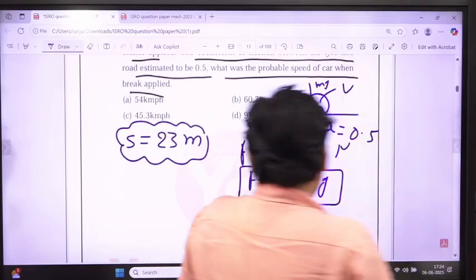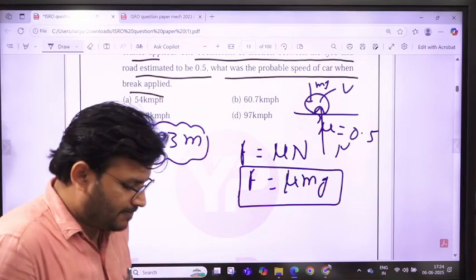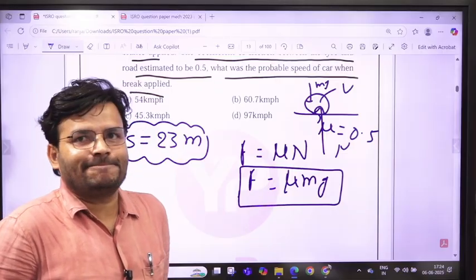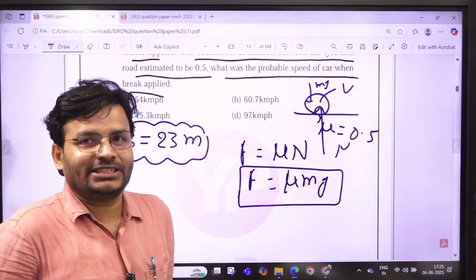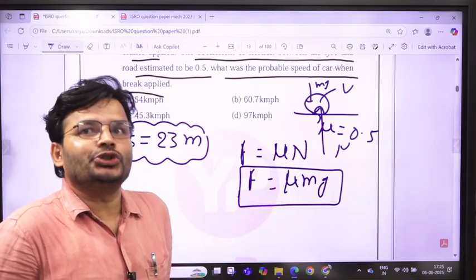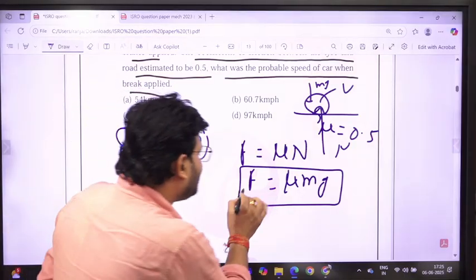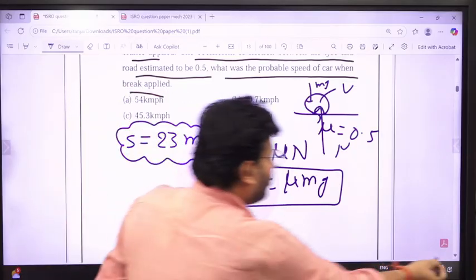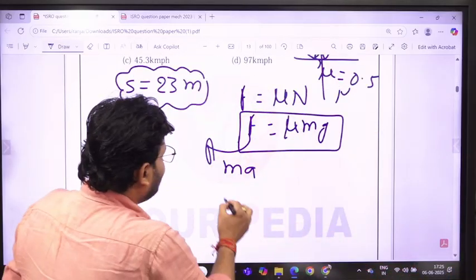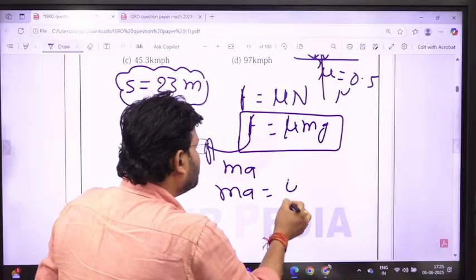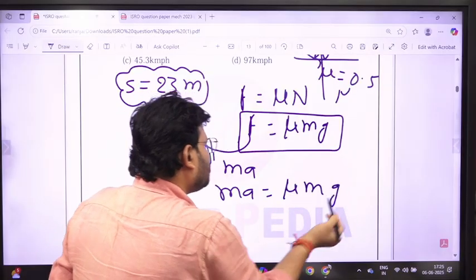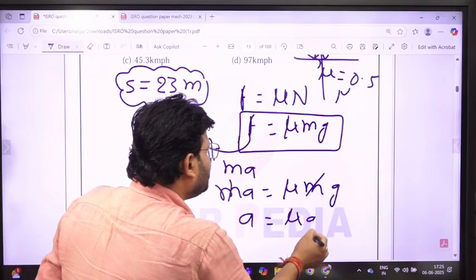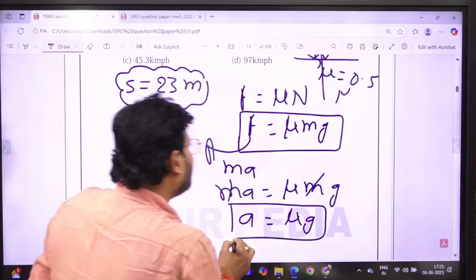Now tell me one thing. Once I suddenly apply the brake, is it accelerated or retarded? It will be retarded, since velocity decreases. So the frictional force will also equal M into A. Then M into A is equal to mu mg, so m gets cancelled out. The acceleration will be mu into g. In the question, mu is known and g is also known.